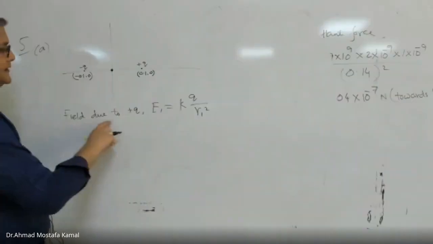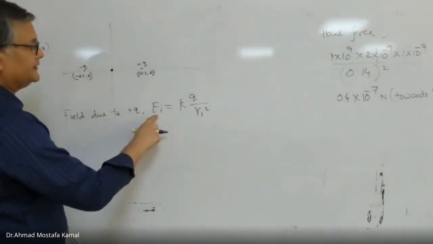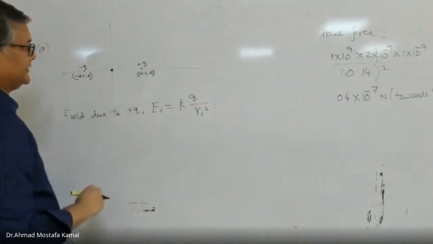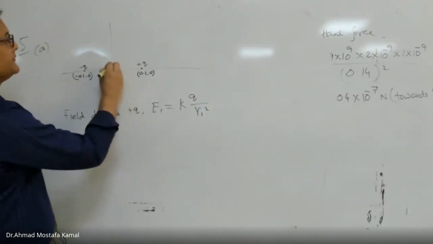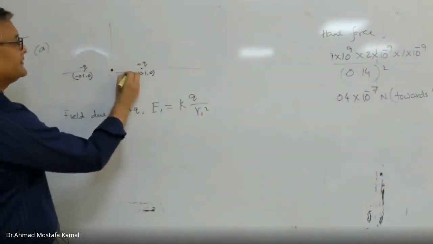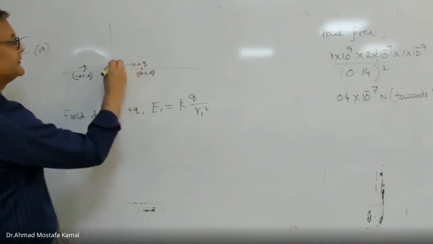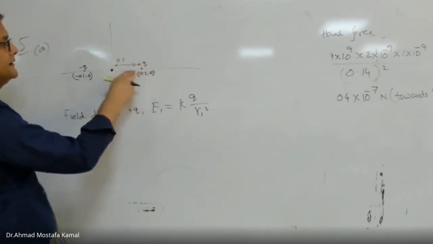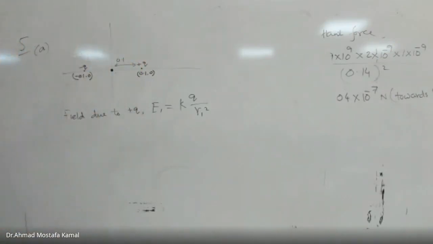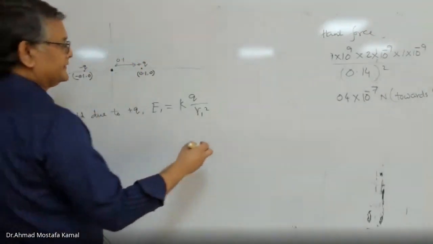Is the writing visible? Yes, sir. Okay. So field due to plus q equal to E1 equals k q by r1 square. So r1 you can understand, is the distance from the point of calculation to plus q. This is point 1, definitely a point 1. So r1 equal to 0.1.